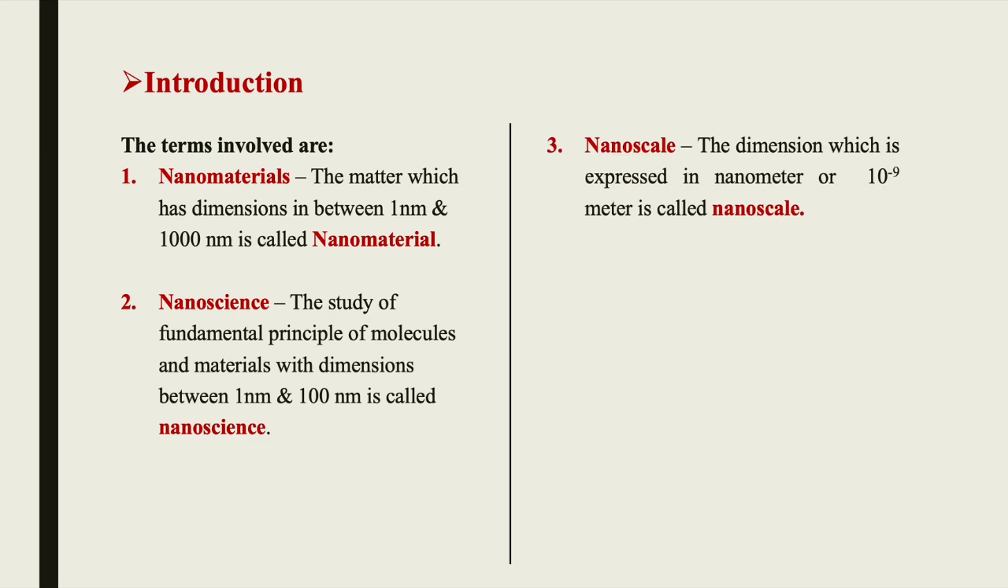What is the third term? That is nanoscale. What is meant by nanoscale? The dimension which is expressed in nanometer or 10 to the power minus 9 meter is called the nanoscale. So it's just 1 nanometer, you can say in that way. If you can express in terms of nanometer, then we call it a nanoscale.